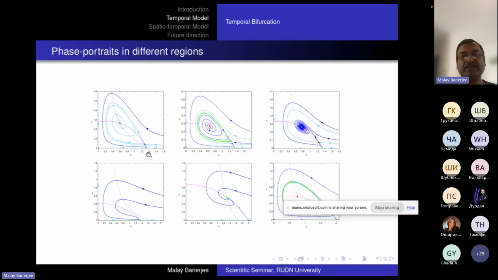So in this case, this prey-only equilibrium point is stable. Here we can see that this coexistence equilibrium point is unstable but surrounded by a stable limit cycle. Here the coexistence equilibrium point is stable. In this case, we don't find any coexistence equilibrium point and all the trajectories converge to the predator-free equilibrium point. And here we can find only one interior equilibrium point which is stable, and in this case we can see only one interior equilibrium point which is unstable but surrounded by a stable limit cycle.